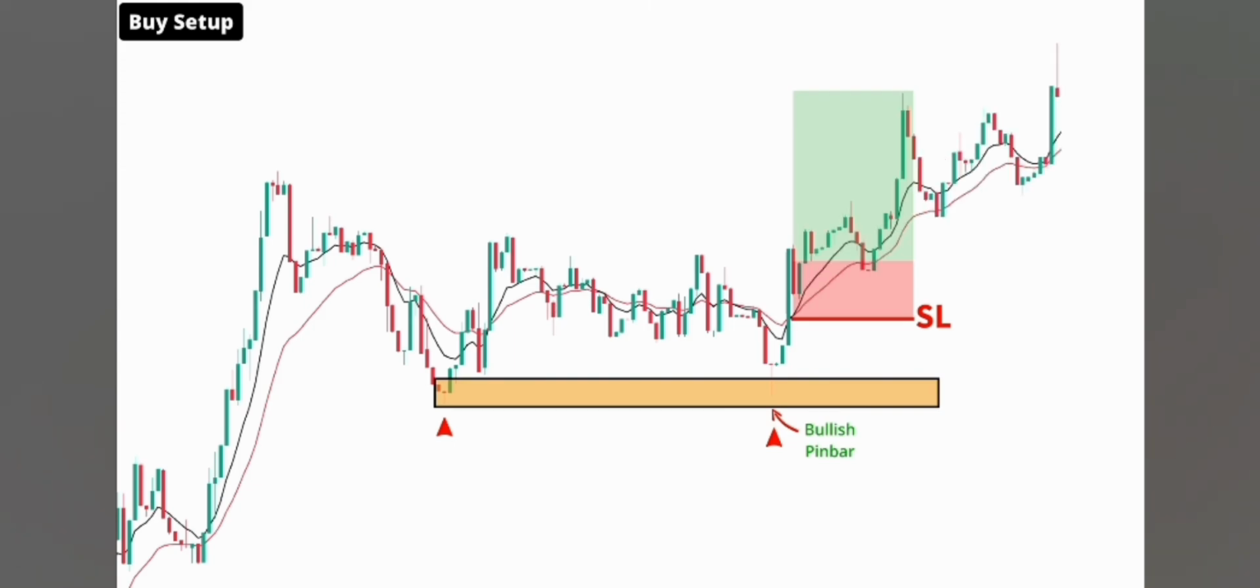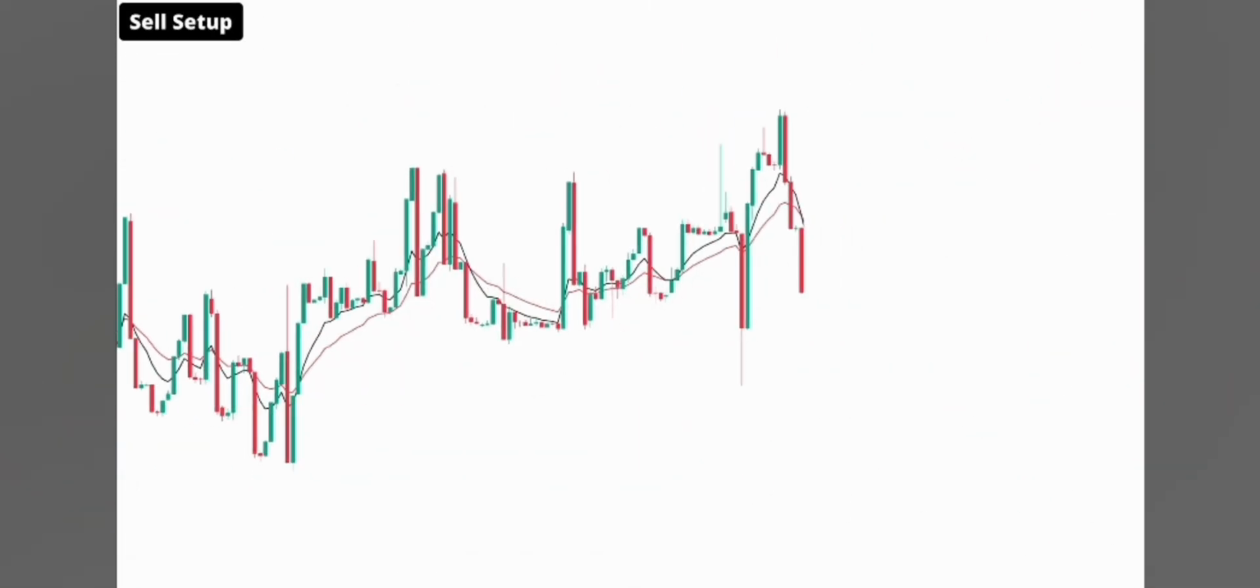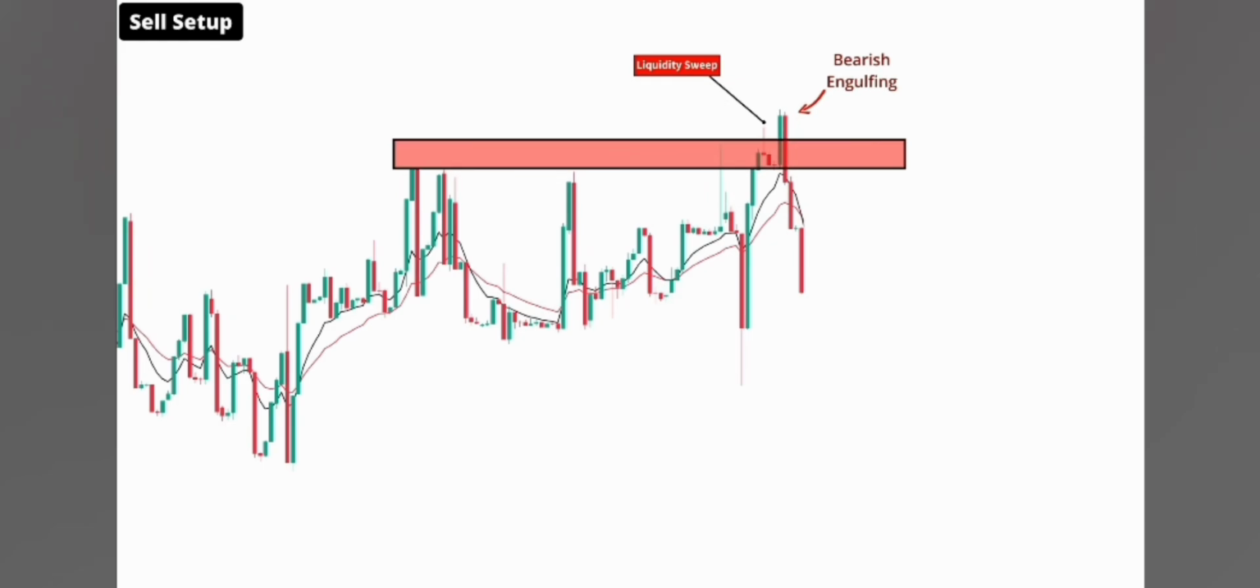Sell setup. The sell setup is simply the opposite. The 9 EMA must cross below the 20 EMA. Around the crossover, you should see either a bearish pin bar with a long upper wick or a bearish engulfing candle that completely covers the previous bullish candle. Price action should also confirm weakness by rejecting a resistance zone or failing to break above a recent swing high.